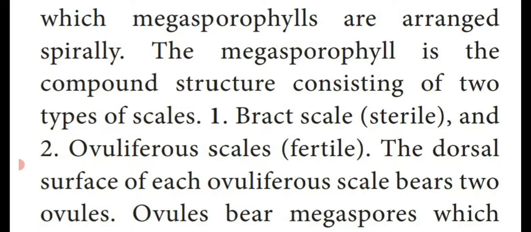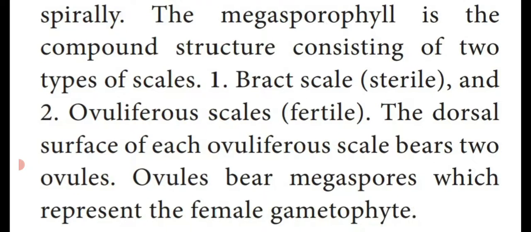The paired scale leaves are divided into 2. One is the bract scale, which is sterile. That means they do not contain any egg or ova. Another one is the ovaliferous scale, which contains ovule. So these are the 2 types of scales present in the megasporophyll. Ovules contain megaspore. This megaspore afterwards develops into the female gametophyte. That is the structure of megasporophyll, which is an important 5-mark question.